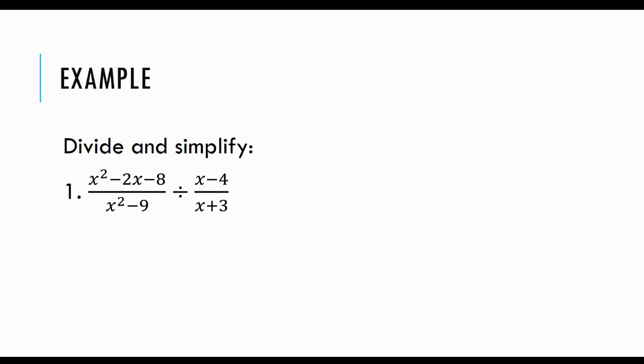So if we want to start, I want to change division to multiplying. So we're going to have this first fraction stay the same. But I changed division to multiplication, and then I'm going to take that second fraction and do the reciprocal. So now it's x plus 3 on the top and x minus 4 on the bottom.